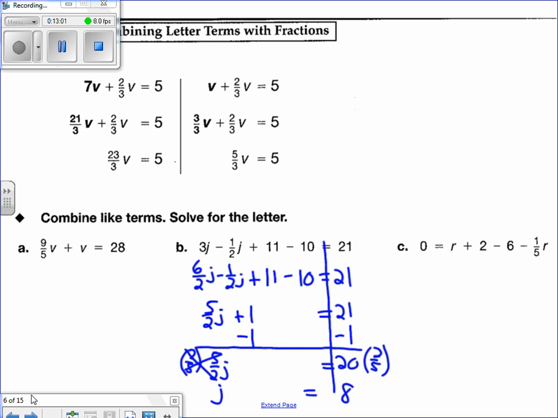Again, pause the video here and work on letters A and C. Once you have those completed, you can go ahead and resume the video and start reviewing for part 6 of the test.